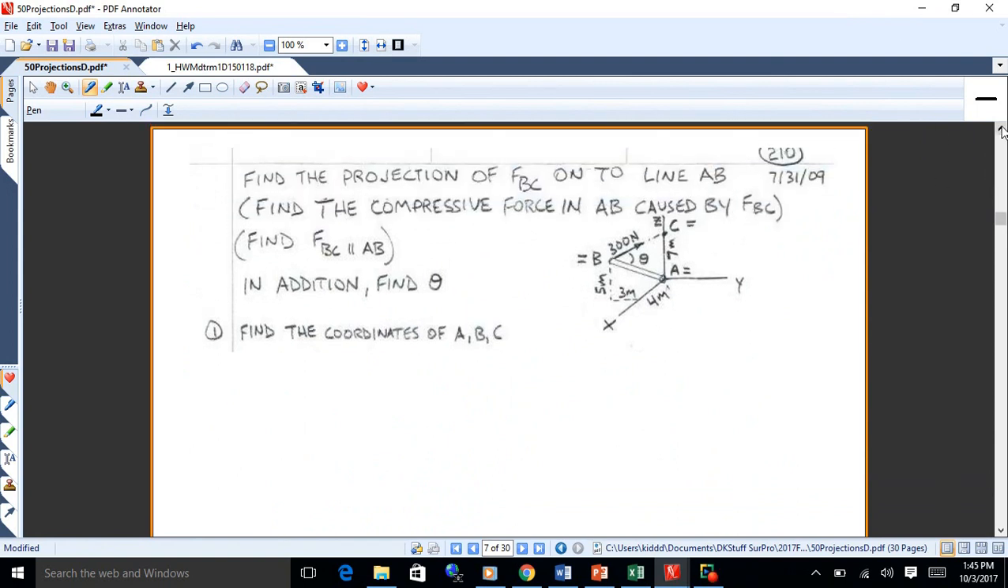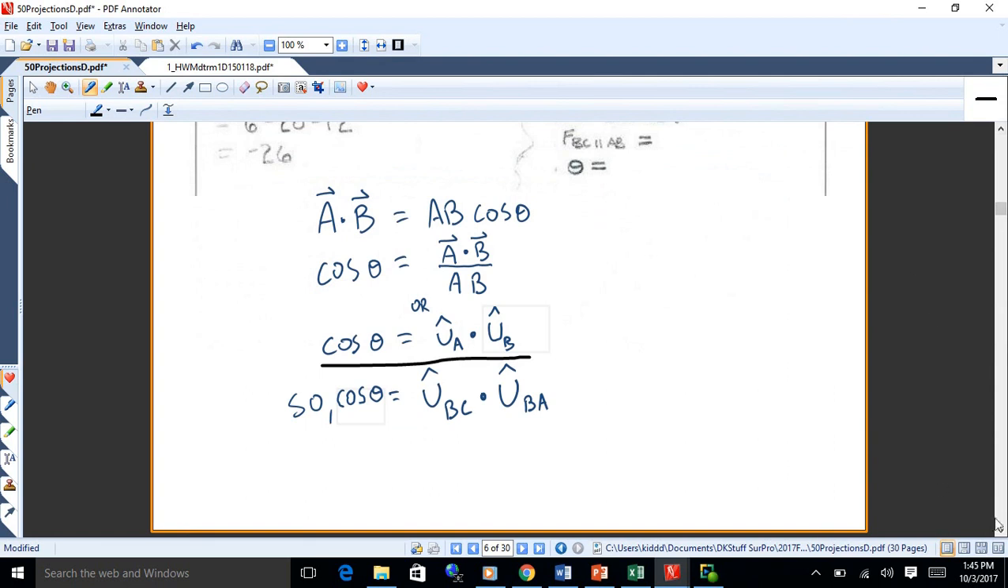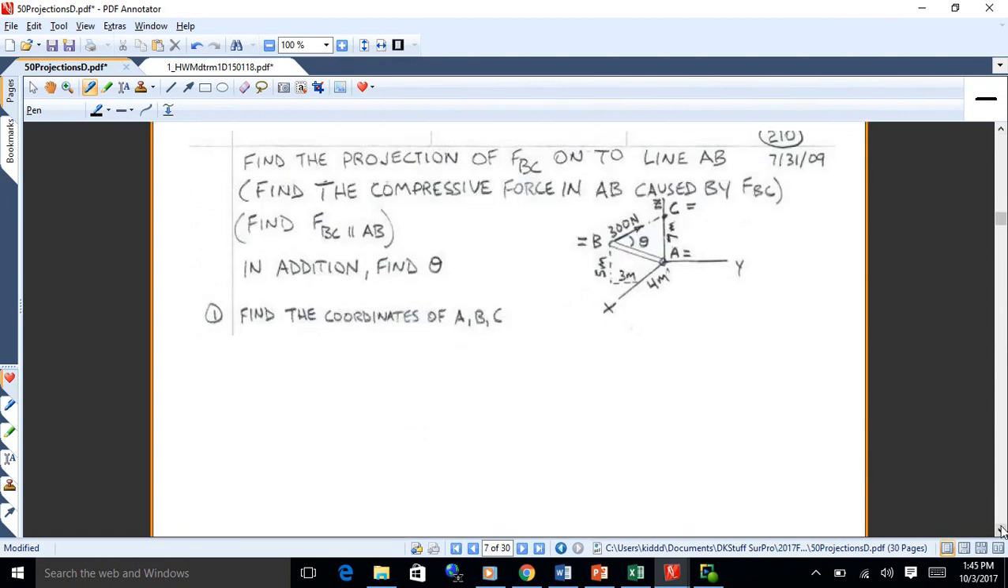So, that's probably, let's see. So there we are, okay? So we got 300 newtons. We got the coordinates on there, and then we're going to figure out the angle. We're going to figure out the projection of FBC onto line AB, which is the compressive force in AB caused by FBC.